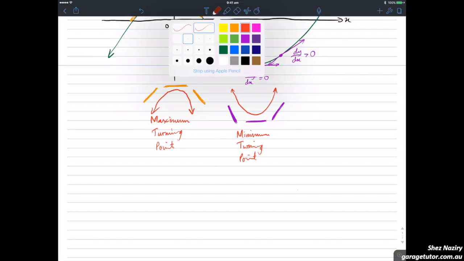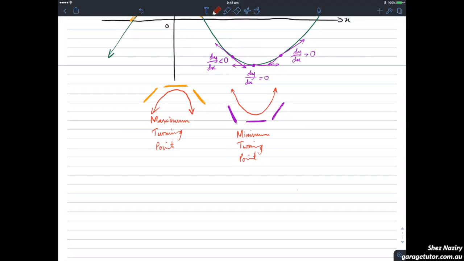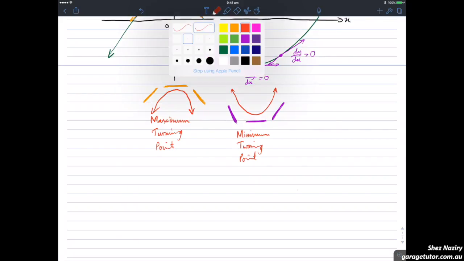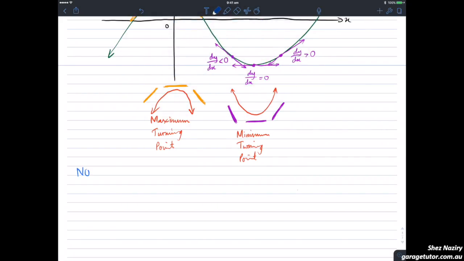So now that we know this, let's practice by first finding these. By the way, guys, I forgot to mention this. A turning point is also known as a stationary point. So let's take a note of that. Note: a turning point is also known as a stationary point.